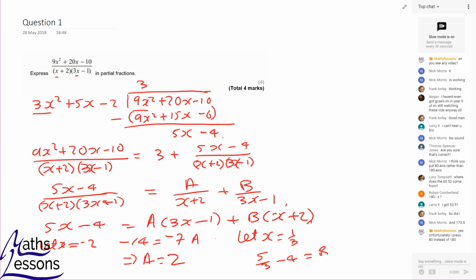So we put that all into partial fractions. What we get is 3 plus 2 over x plus 2 minus 1 over 3x minus 1 for our final answer.